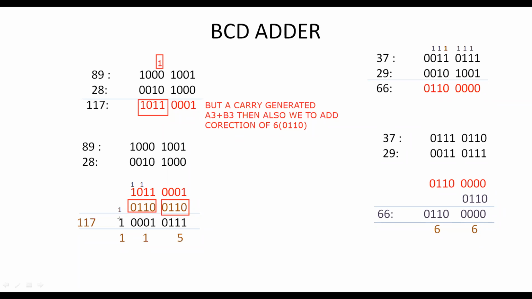After performing the addition, the result will be equal to 1, sorry, 7. The result is 7 0 0, 1 0 1. The result is 7.